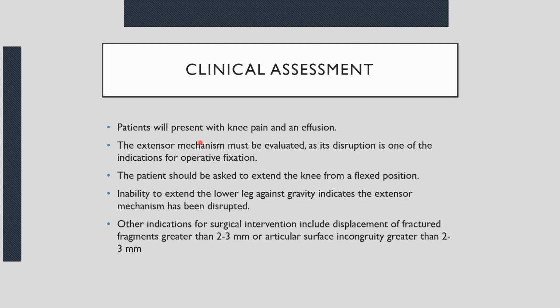Now, if the patient is able to extend their knee from a flexed position, that's great. That tells you that even though there is an injury, the chances of the patient needing a procedure are dramatically decreased. And if the patient is unable to do that or unable to extend the lower leg against gravity, then it indicates that there's an extensor mechanism disruption. So once those things are present, then an orthopedic surgeon has to be involved.